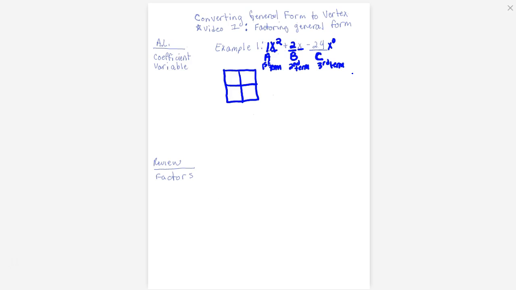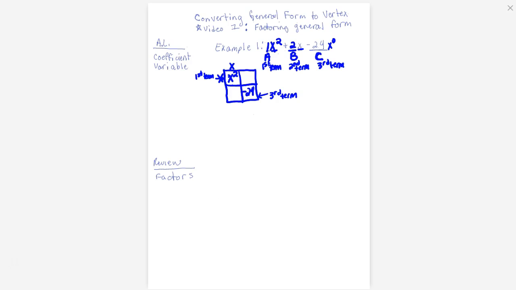So in our area model, let's start filling it in. And what that means is we're going to put our third term in this box and our first term in this box. Okay, so this is x squared. You could keep the 1x squared if you wanted, or just put x squared. And our third term, negative 24. And what we want to do is start figuring out what's going to be on the outside of our area model. So we know this first one is easy. To get x squared, we have to multiply x times x, right?